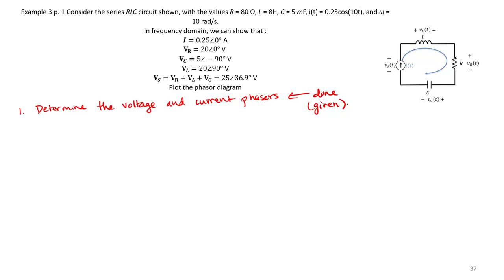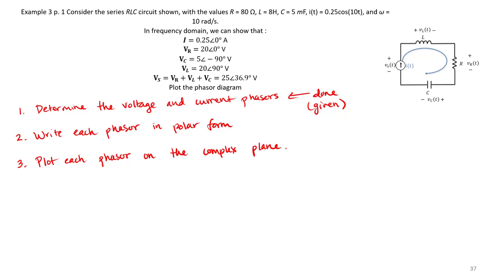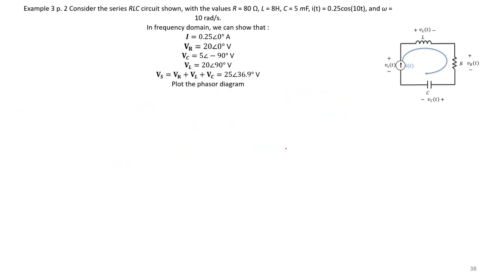The next step is to write each phasor in polar form. And this was also done for us in this question. If you needed, you could use the online phasor calculator in order to convert, or convert by hand. Finally, our last step is to plot each phasor on the complex plane. So I'm going to go ahead and draw my complex plane.